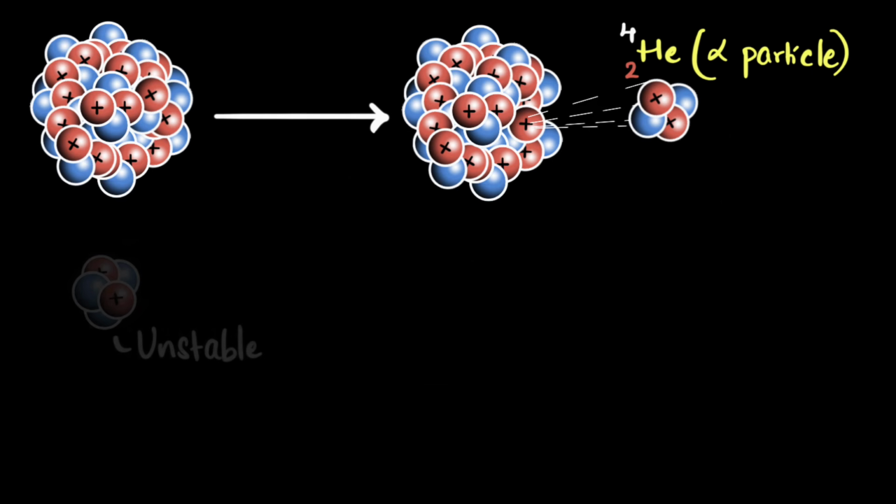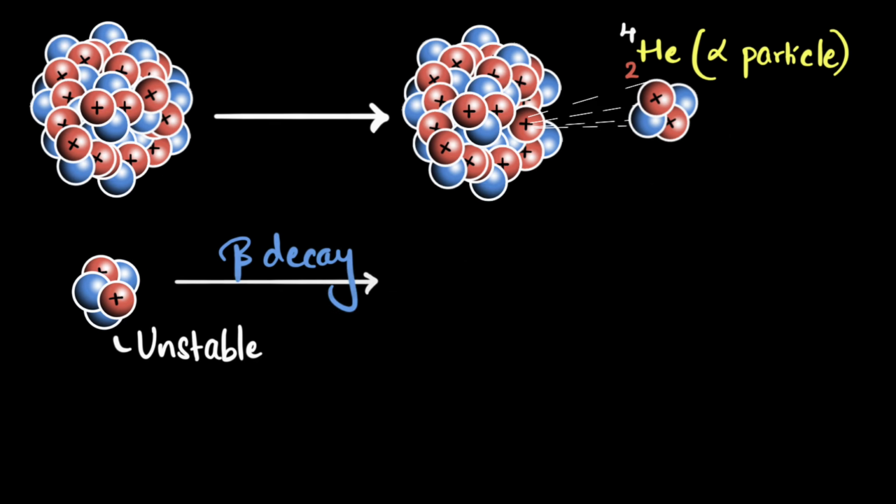But guess what? Even light nuclei can be unstable for a completely different reason. It has nothing to do with the number of protons, but something to do with the ratio of protons and neutrons. Turns out that certain ratios of protons and neutrons just don't work for the nucleus, making it very unstable. Now how does it stabilize itself? Well, it undergoes a beta decay.